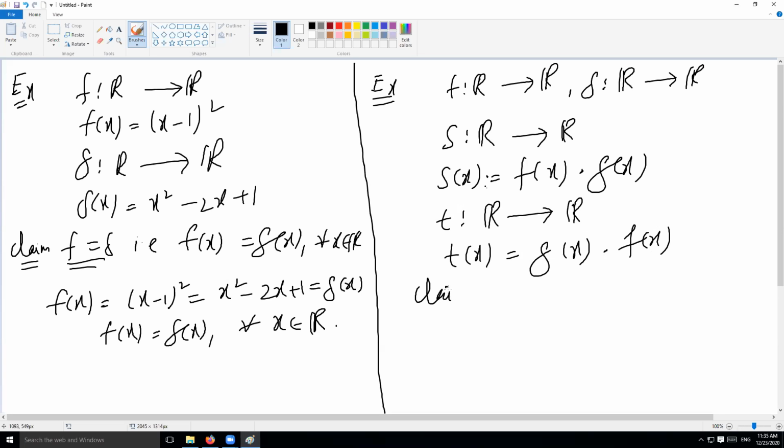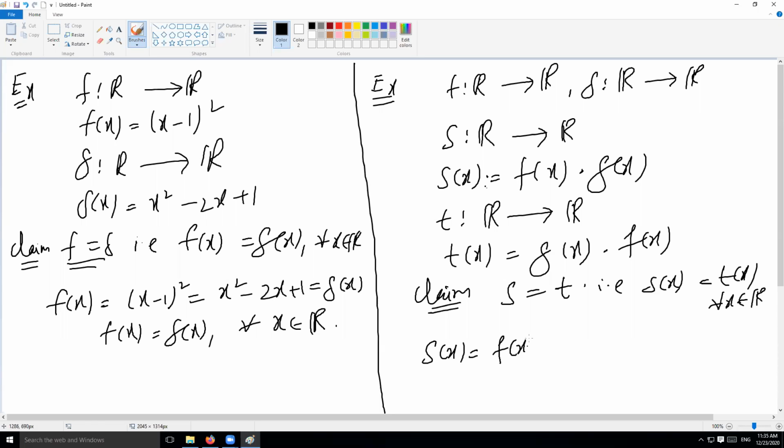So my claim is that S is equal to T. So the function S is equal to the function T. How can I show it? I need to show that S of x is equal to T of x for all x. You have to justify why this is true. S of x by definition is equal to f of x times g of x. What do I know about f of x?